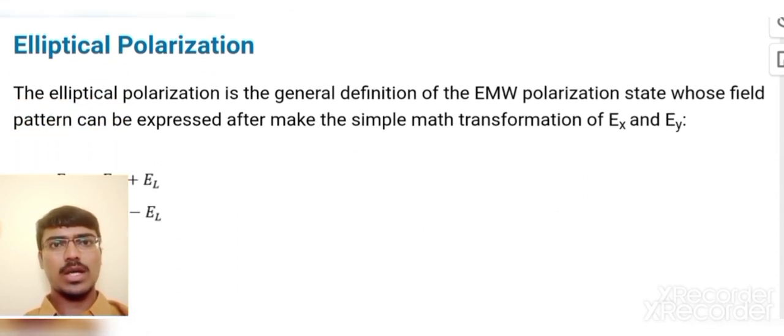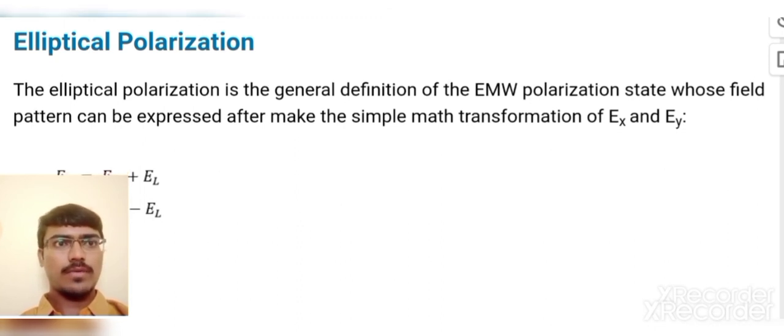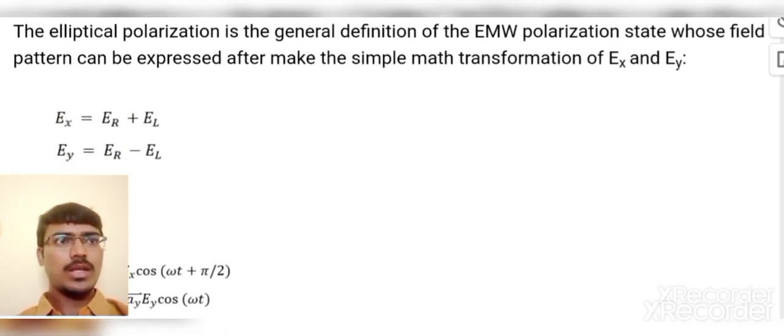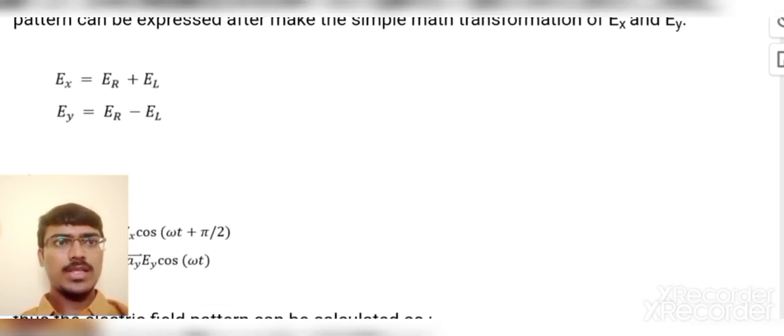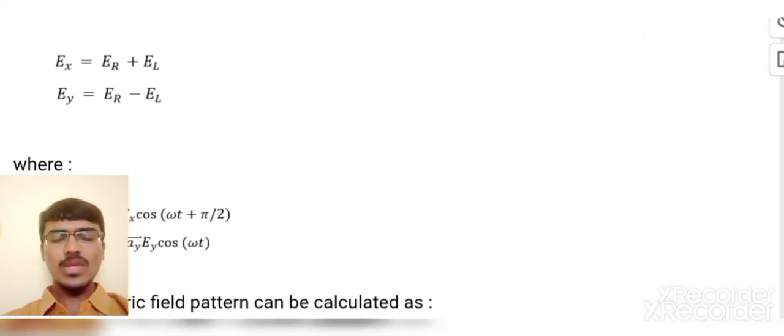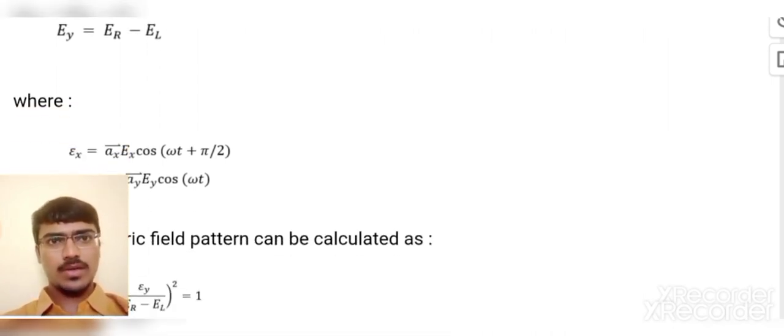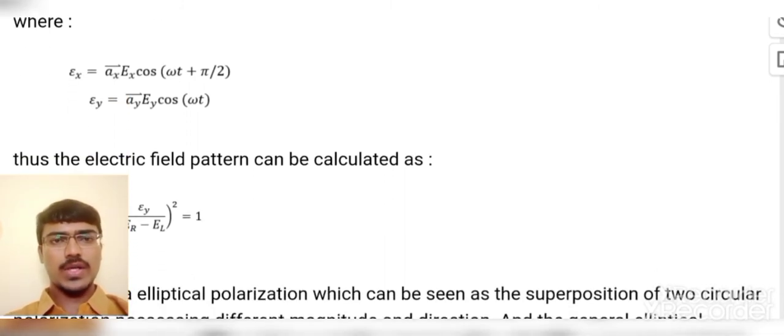Elliptical polarization, the last classification of polarization. The elliptical polarization is the general definition of the EMF polarization state, whose field can be expressed by making a simple math transformation of Ex and Ey. Ex equal to Er plus El, Ey equal to Er minus El, where Ex equal to Ax by Ex cos(omega t plus pi by 2), Ey equal to Ay, so Ey cos(omega t).